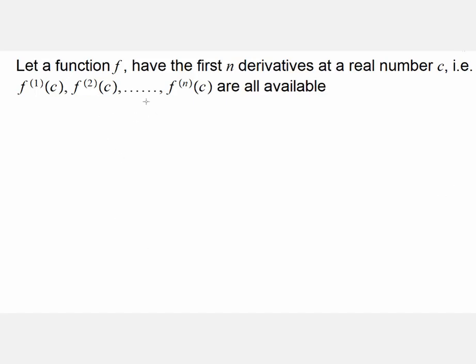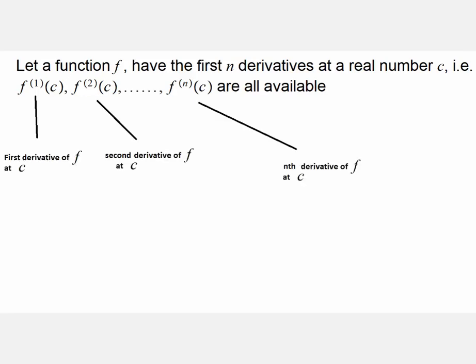Say we have a function f and it has its first n derivatives available at a real number c. That is to say, these first n derivatives exist, and let's just review the notations. This superscript 1 indicates that this is the first derivative, the superscript 2 indicates that this is the second derivative, and the superscript n indicates that this is the nth derivative.